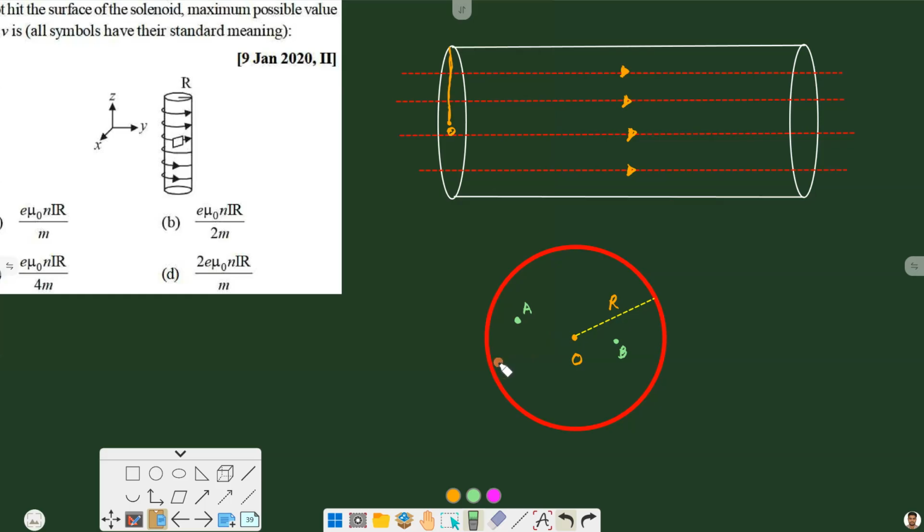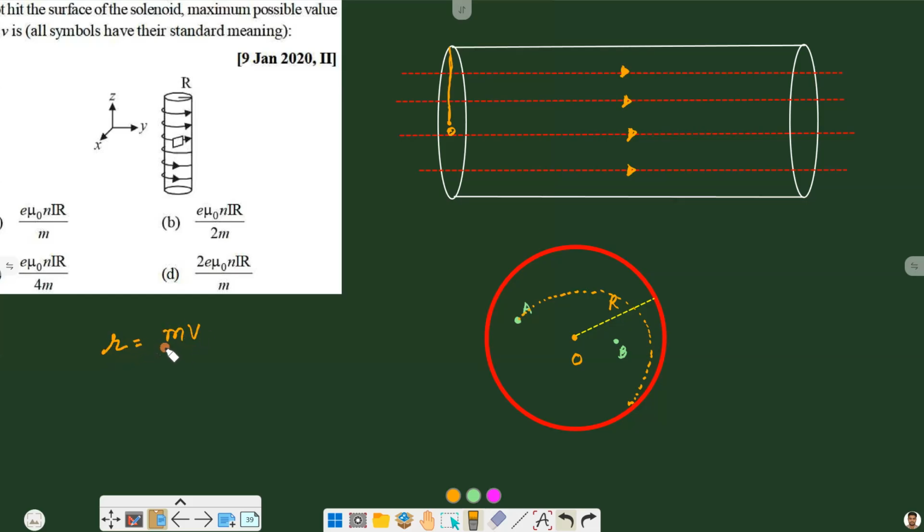as the electron enters the magnetic field, it will start taking a curved path. So suppose let's solve for point A. Either it can take a path like this, and in this path it will hit the circumference. Or I can say it will hit the solenoid. Why will it hit the solenoid? Because when a charged particle enters a magnetic field, its radius is given by r equals mv by qB. That is the radius.